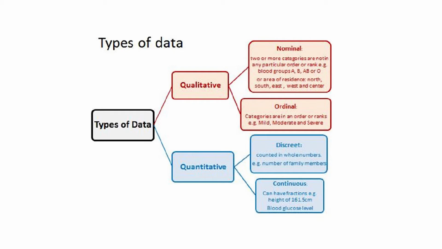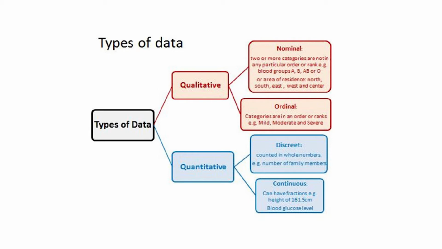So nominal means two or more categories that are not in any particular order or rank. Example given: blood groups A positive, B positive, AB, or O positive, or area of residence: north, south, east, west and center. So this is considered to be nominal, whereas ordinal is where categories are in order of rank, that is moderate and severe. And on the other hand, when you talk about quantitative data, it is going to be bifurcated into discrete and continuous.